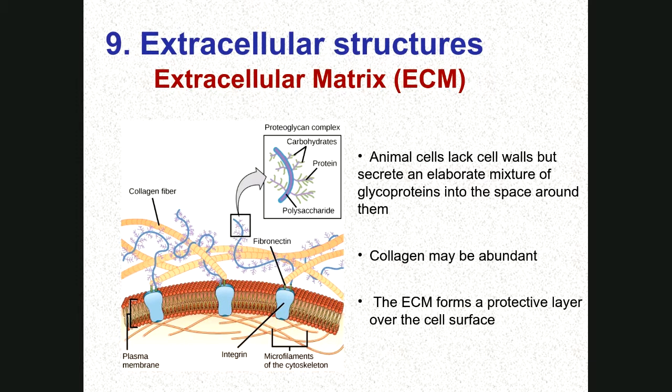And the extracellular matrix forms a protective layer also over the cell surface. And can you believe that this ECM communicates with the inside of the cell? It does. Through what? Through those proteins. Some extracellular matrix have a receptor for it. Integrin, for example, is a protein. It binds to fibronectin.